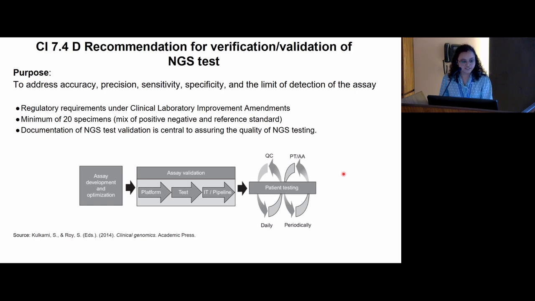The performance and documentation of NGS test validation is central to assuring the quality of NGS tests. The purpose is to address the accuracy, precision, sensitivity, specificity and the limit of detection of the assay. In the US, it is a regulatory requirement under the Clinical Laboratory Improvement Amendments Act 1988. In other countries, it is based on the standard set by ISO 15189. As per the NABL guideline, a minimum of 20 specimens, a mix of positive, negative and reference standard, should be included in the validation.